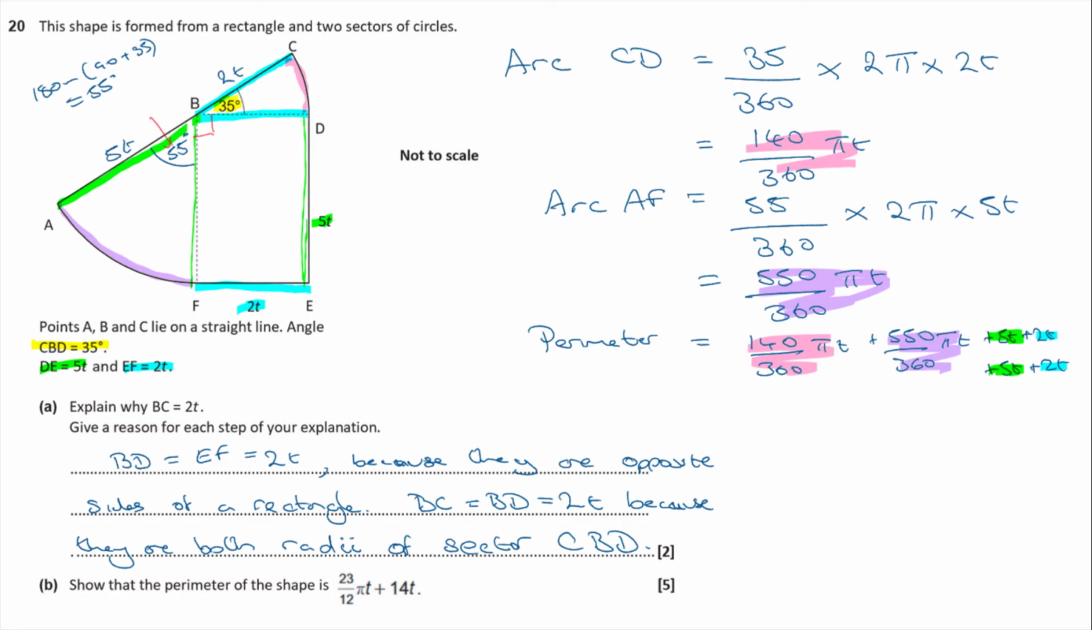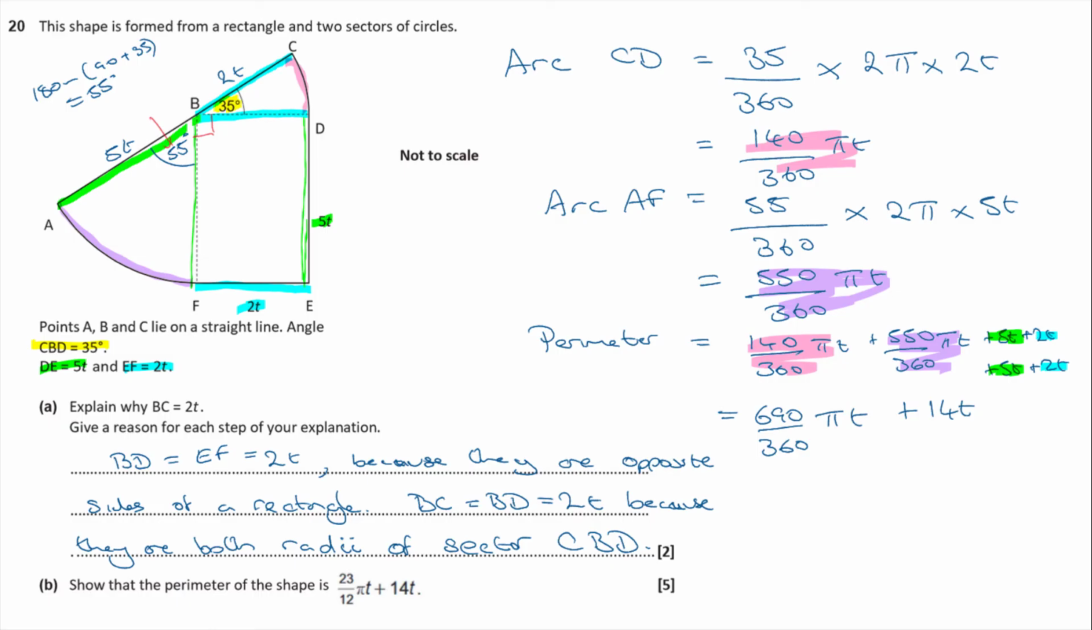So then adding that all up, the 5t and the 2t and the 5t and the 2t just sums to 14t, doesn't it? That's the easy bit. And then adding those two fractions together, notice they've got the same bit at the end, pi t. So I've got 550 over 360 and 140 over 360. If I add the numerators together, that's going to give me, what, 690 over 360? So I'm going to get 690 over 360 lots of pi t plus the 14t.